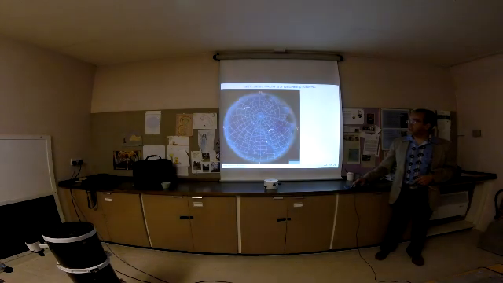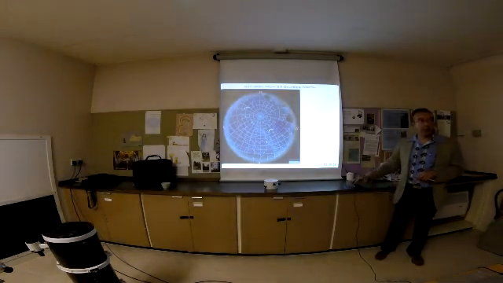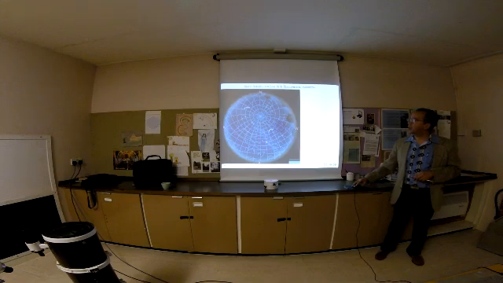Here's the sky seen from our kind of latitude. If you imagine that you lay on your back and look up at the night sky.